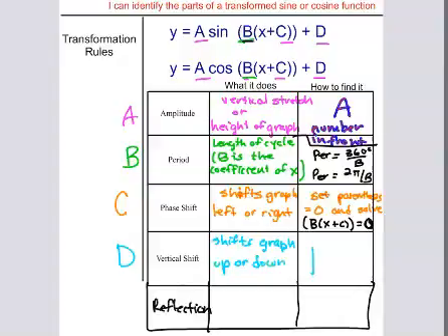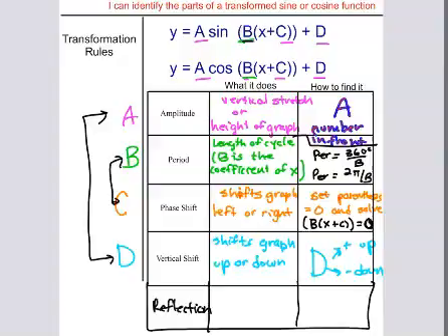So D, if it's positive, it goes up; negative, it goes down. Both of these are vertical, right? One is a stretch and one is a shift. One slides up and down. Both of those are on the outside and they do what you'd think. Both of these are right-left, they're inside parentheses, and they do the opposite of what you'd think.